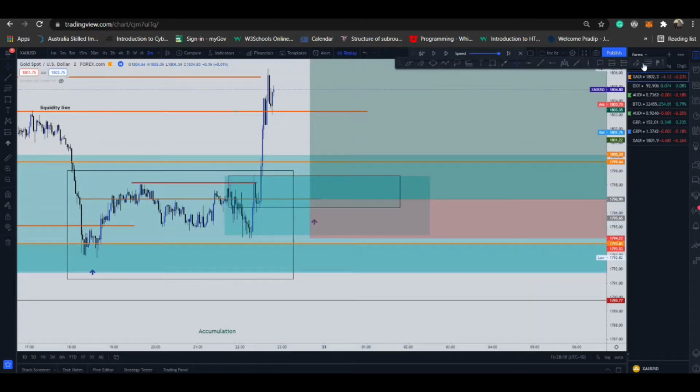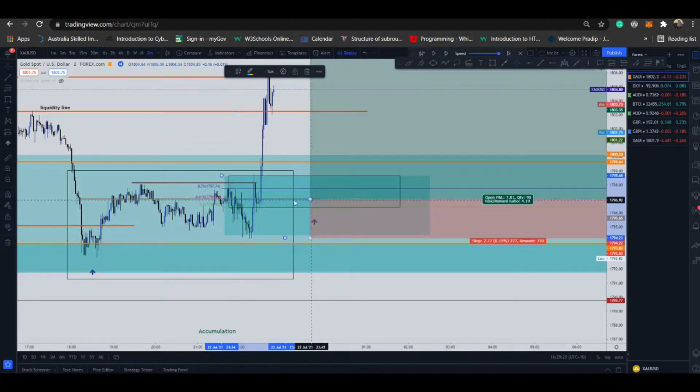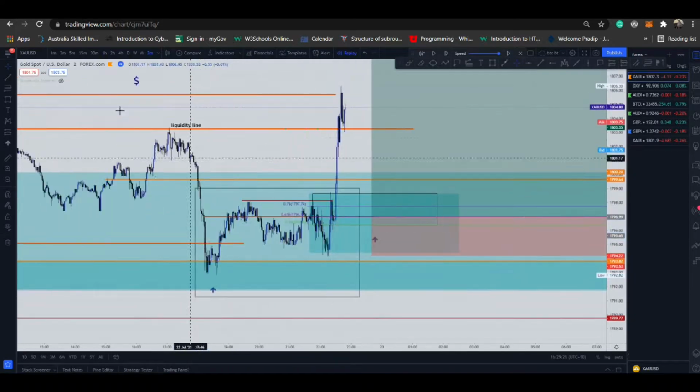So again, there are 2 ways of entering this trade. You can go to the 50% of this order block and enter the trade around here, or you can enter the trade at the start of the order block and put your stop loss down here. What I did was I put my entry, the buy limit, around the 618 zone, the golden Fibonacci zone over here. This is what I did. So I was waiting for price to come down, retracement, and buy over here.